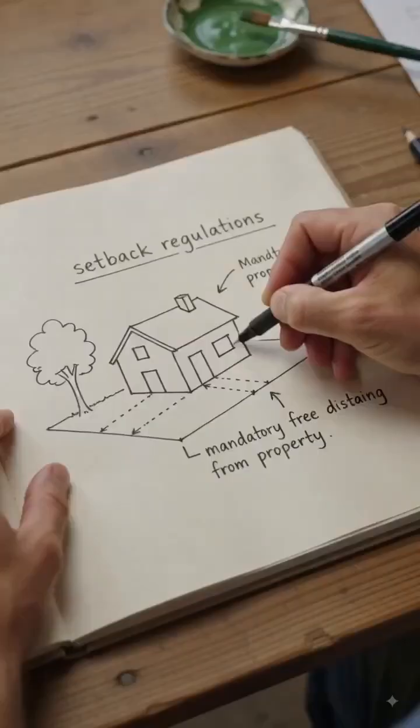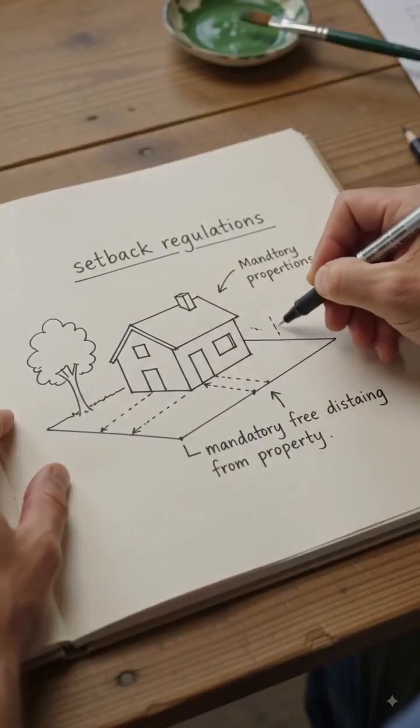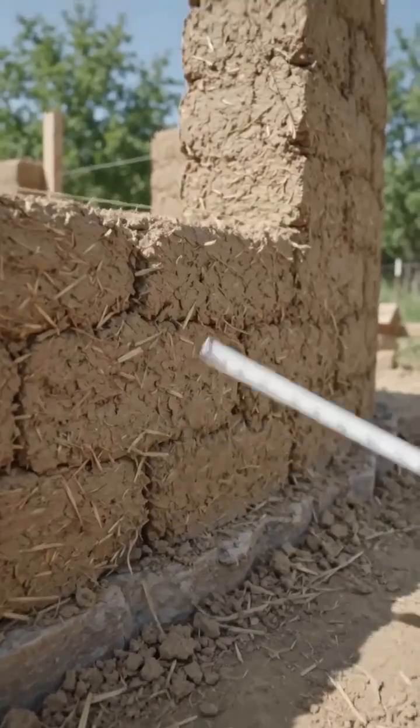Check local building regs first. Setbacks define your boundaries. We measure to stay compliant. Next, we'll cover permits. Welcome to Lesson 72.